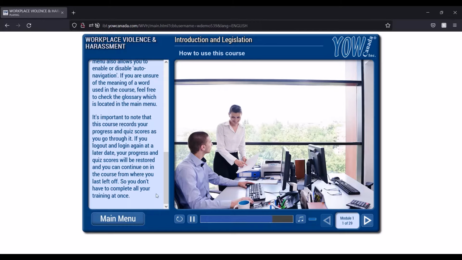It's important to note that this course records your progress and quiz scores as you go through it. If you log out and log in again at a later date, your progress and quiz scores will be restored, and you can continue on in the course from where you last left off, so you don't have to complete all your training at once.